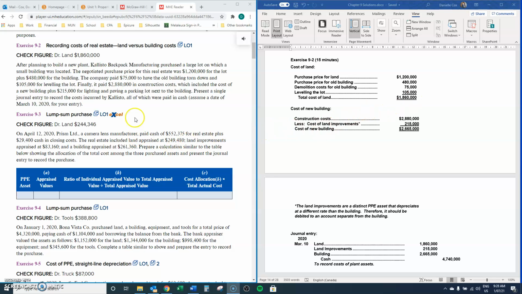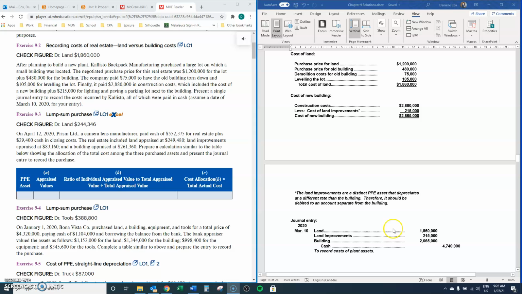Then it says the construction costs were $2,880,000, but that included $215,000 for lighting and paving the parking lot. The lighting and paving of the parking lot are considered land improvements. So we have to take those away from the construction costs to get the actual cost of the building itself, because we're going to account for the improvements separately.